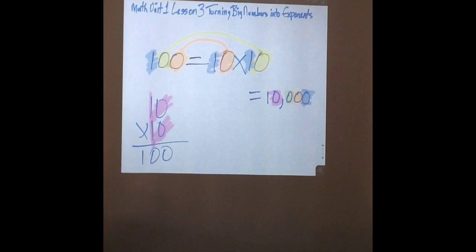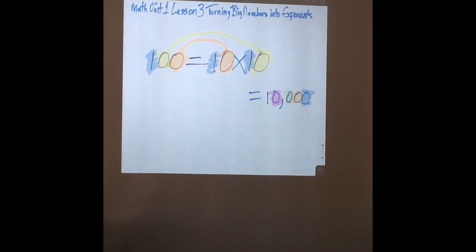So what I did is I took my orange highlighter and highlighted this, so it's 1 times 1, and I put that 1 there, and then this 0 goes here, and that 0 goes there. So when I'm multiplying 10 times 10, it's 2 zeros, so our answer is going to have 2 zeros in it as well. So the question becomes, let's look at a bigger number, like this one right here.